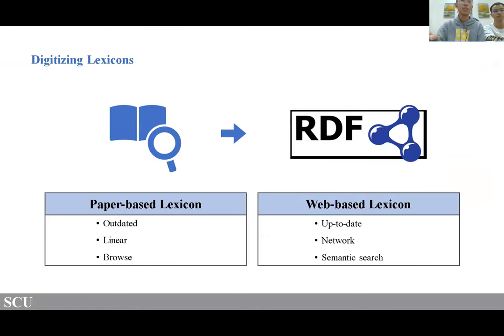So let's start by posing a question. Why should we digitalize the lexicon? Improvements will be made from several aspects by converting it from paper-based to web-based form. In terms of timeliness, the lexicon can keep pace with the times through digitalization. For data structure, it changes from linear form to network form. As for retrieval function, semantic search is powered rather than simple browsing, which has been one of the motivations for our work.